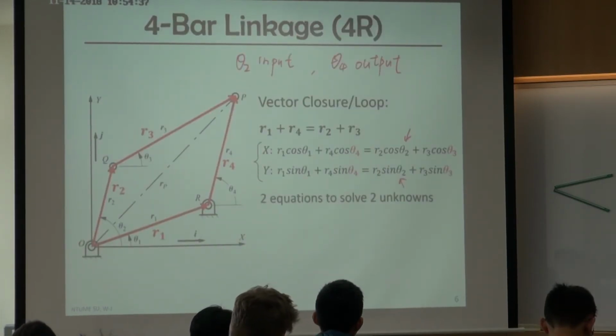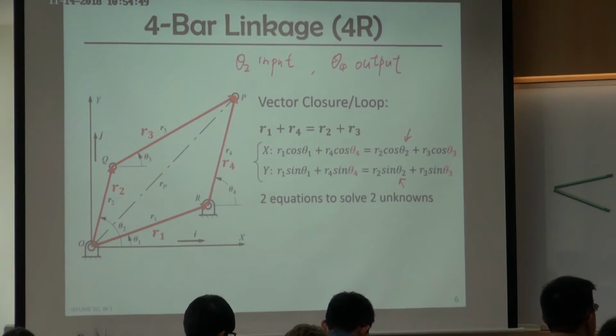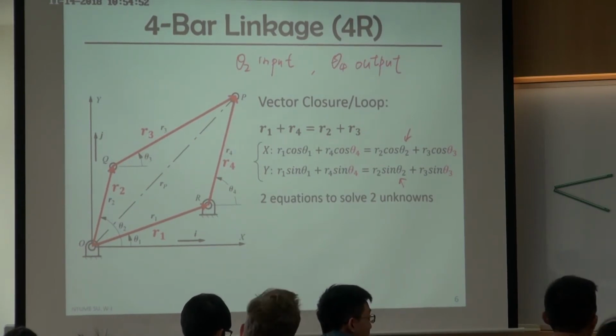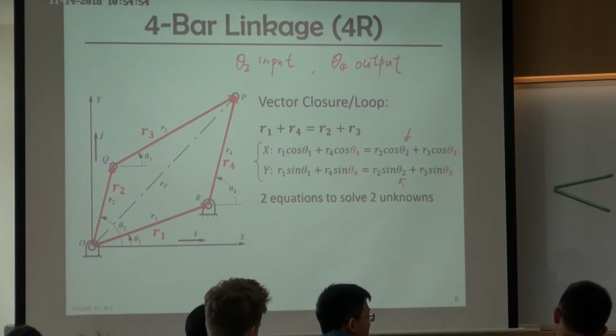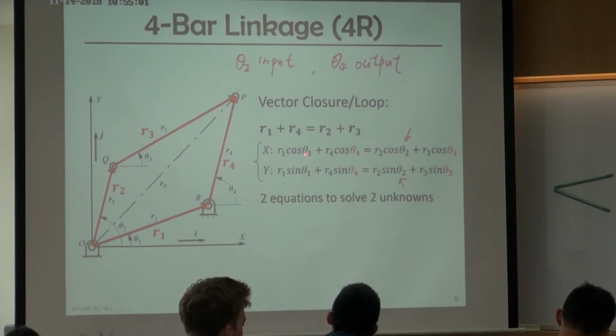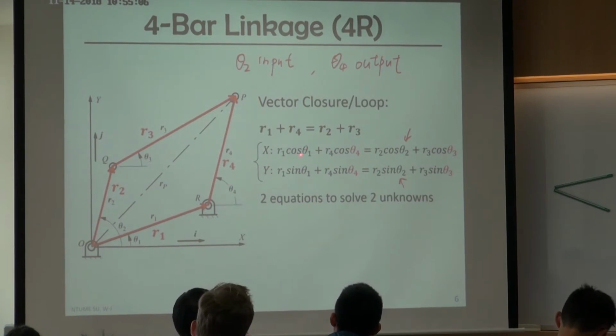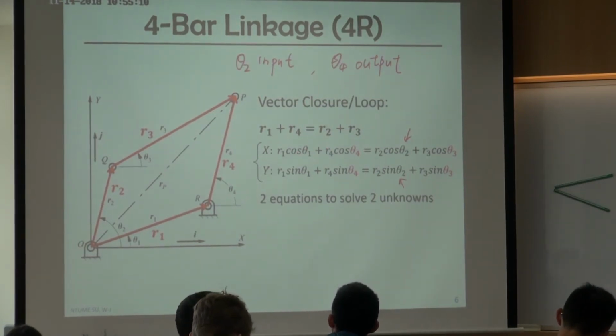So how about the velocity analysis? For velocity, you will do the time derivative of these terms. Let me write down the equation for velocity. Because R1 and theta 1 are both constant, once you do a time derivative, R1 dot is going to be 0, and theta 1 dot is also going to be 0.